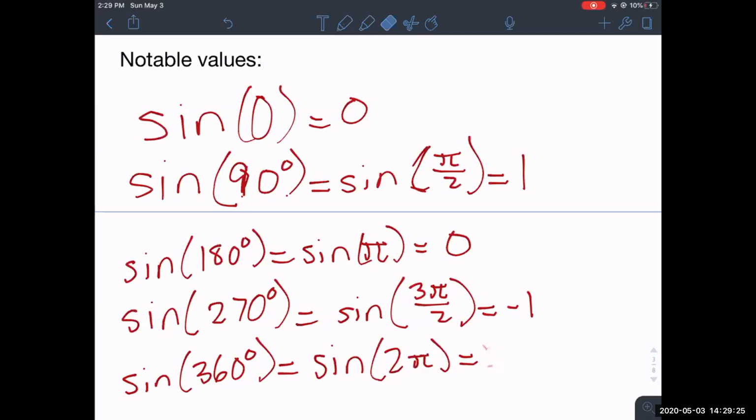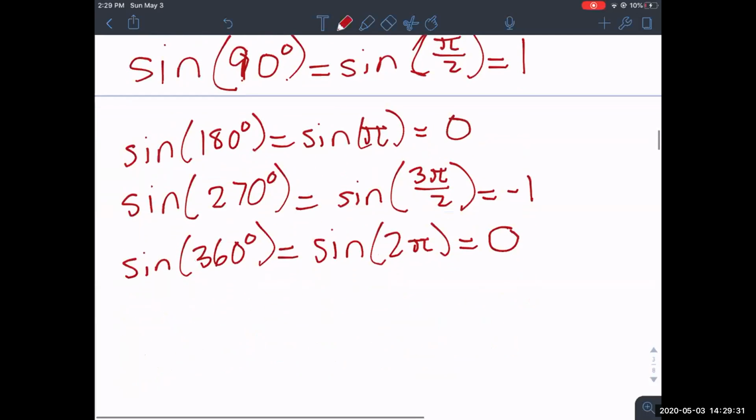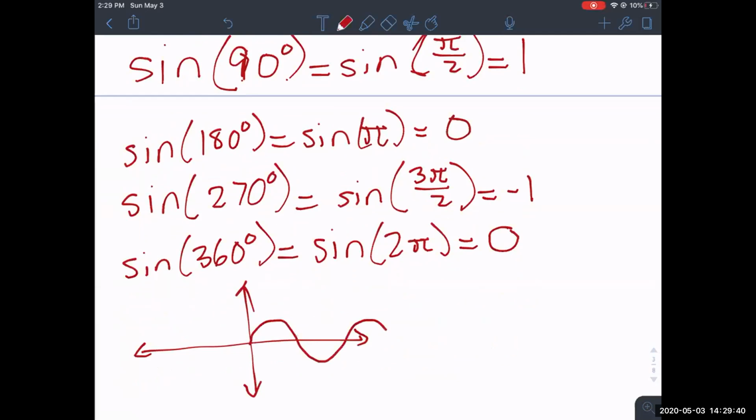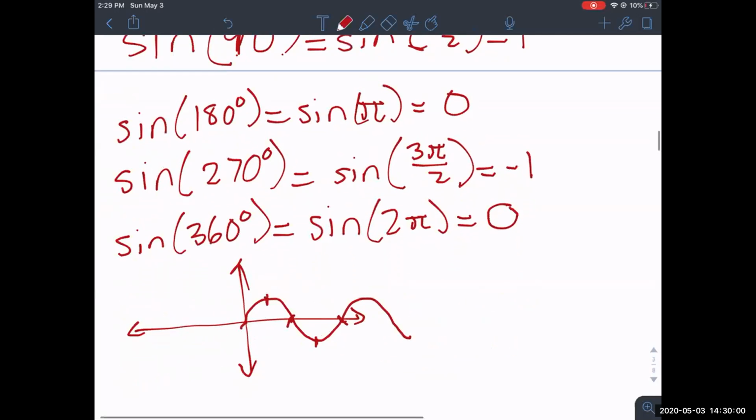The sine function oscillates. If you've ever heard of a sine wave, it looks something like this. So it goes from 0 to pi over 2 to pi to 3 pi over 2 to 2 pi, and then it repeats. The cycle of repeating is known as a period. So it has a period of 2 pi.